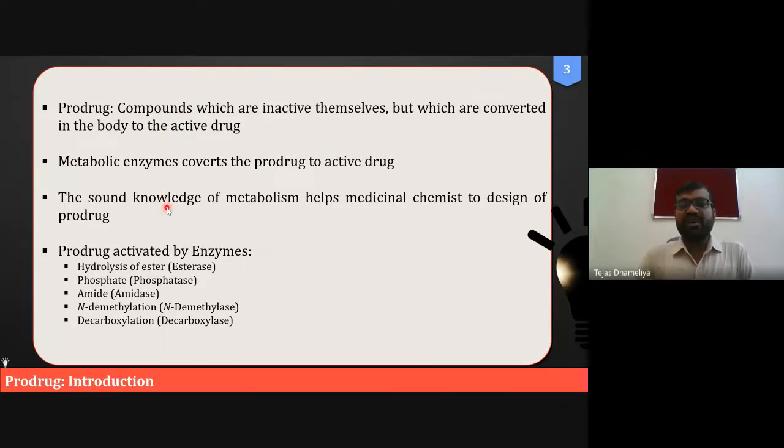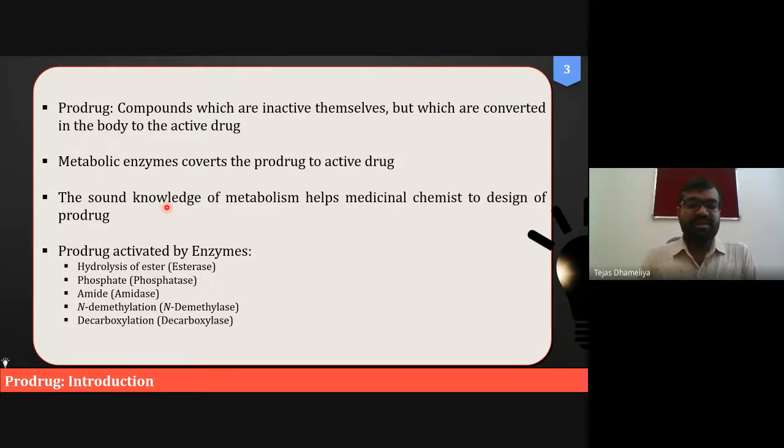A sound knowledge of metabolism helps especially medicinal chemists to design prodrugs, right? Not only medicinal chemists, but it also helps pharmacologists when they study the effect of certain drugs in in vivo systems on, let us say, rats, mice, monkeys, or hamsters. At that time, when one is involved in the study of pharmacokinetic and pharmacodynamic parameters, it can give some idea to the people regarding this.